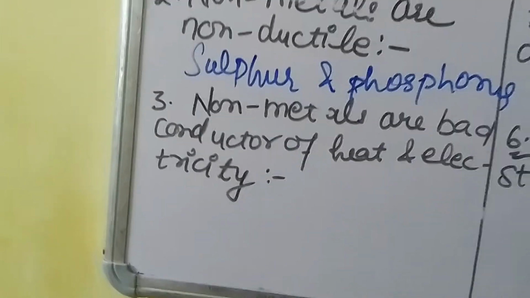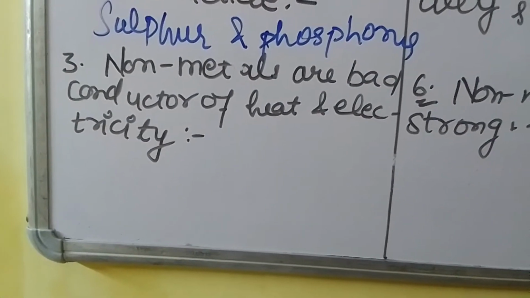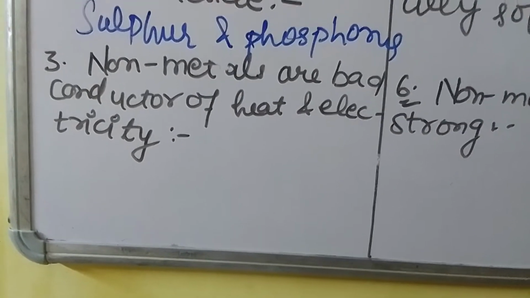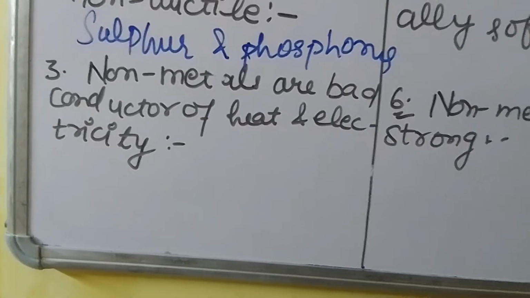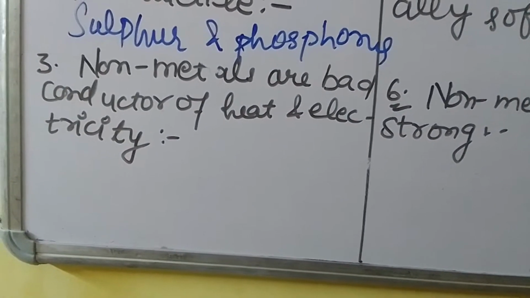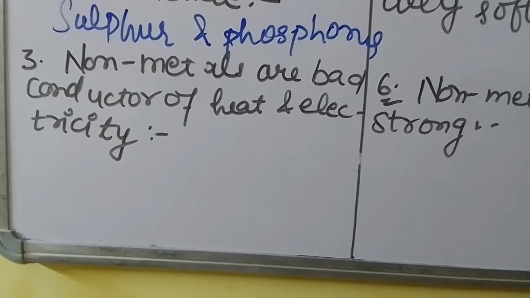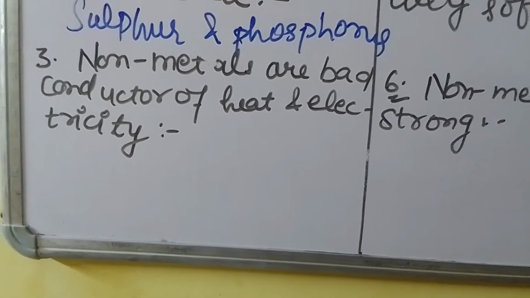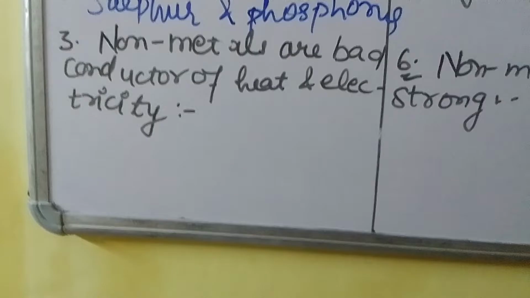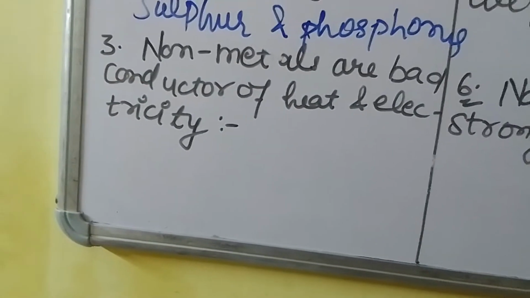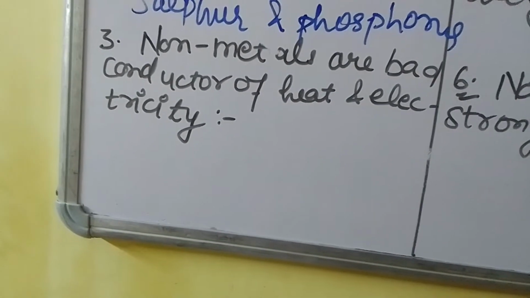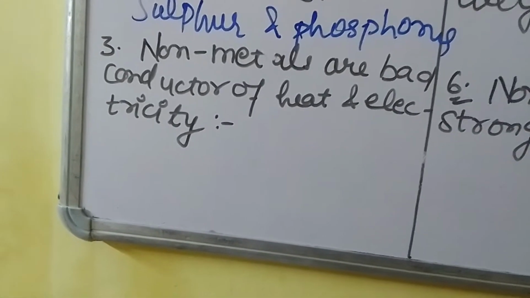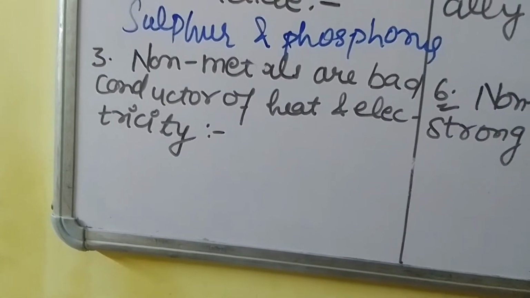So let's talk about another property: non-metals are bad conductors of heat and electricity. When we say bad conductors of heat and electricity, that means they are not able to pass heat and the flow of current. So sulfur and phosphorus do not allow heat and electricity to pass.